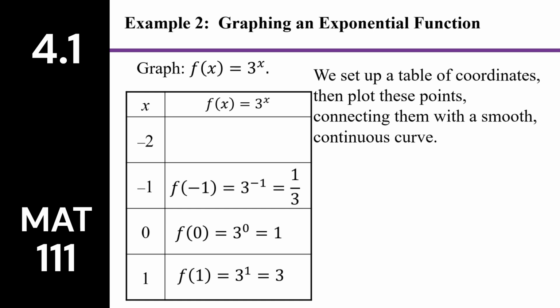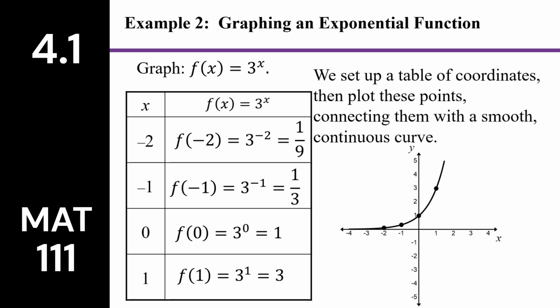Next, we'll look at f of negative 1. Remember that negative exponents mean reciprocals, so this gives us the reciprocal of 3 to the first, which, the reciprocal of 3 is 1/3. And our last point, 3 to the negative 2, that's the reciprocal of 3 squared. And so that's 1 over 3 squared, 1 over 9.